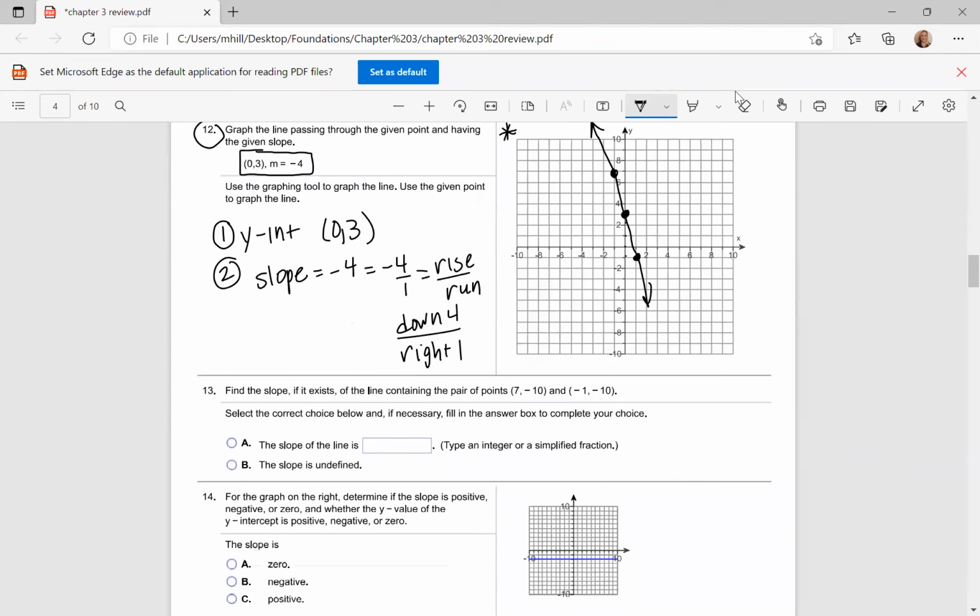Number 13 says find the slope if it exists. So you're wanting to find the slope, and these are your 2 coordinates that you're writing down. I want to find the slope. I'm going to go ahead and jot this down. This is one I'm going to ask for your participation in, so I'm going to get set up for you.